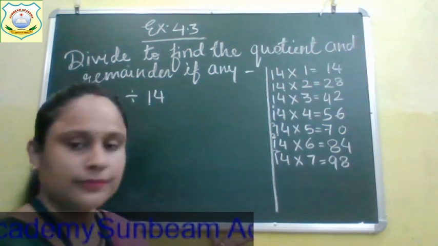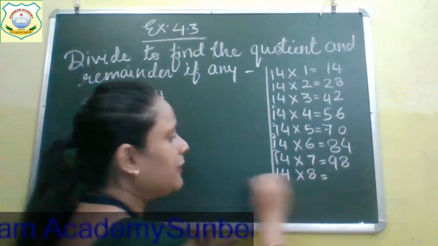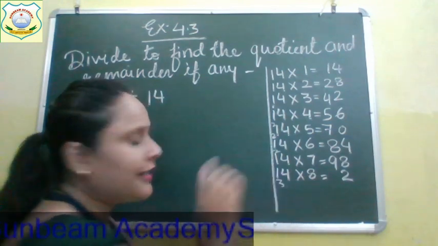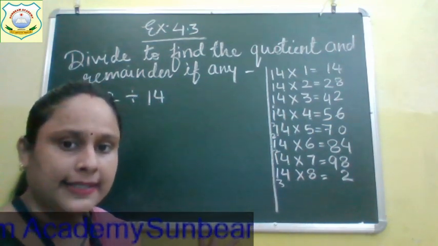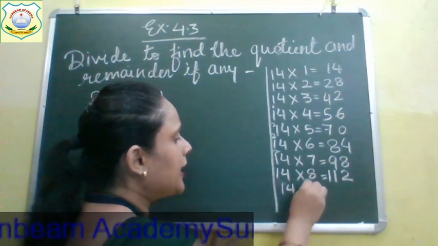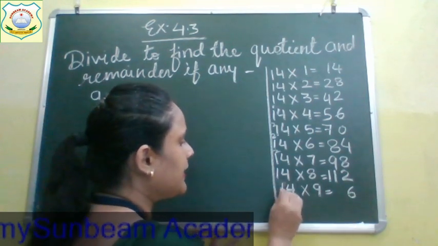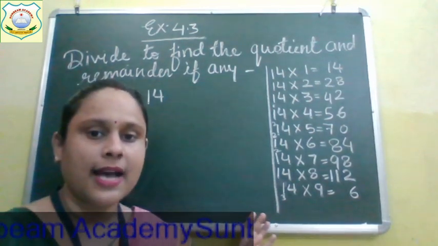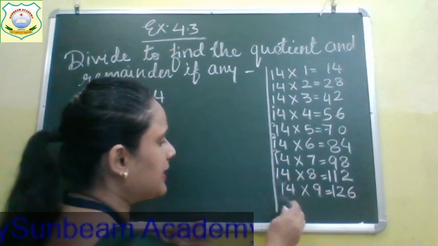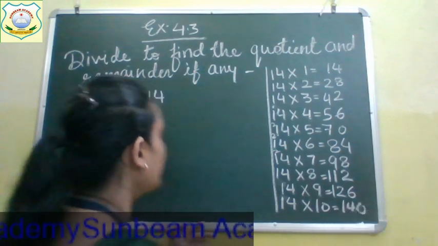Okay. Now 14 eights, 8 fours are 32. So write 2, take 3 carry. 8 ones are 8, 9, 10, 11. So you have got 112. 14 eights are 112. 14 into 9. 9 fours are 36. Write 6. Take 3 as a carry. 9 ones are 9, 10, 11, 12. So you will write here 126. 14 tens are 140. Okay, so children, now let's divide.